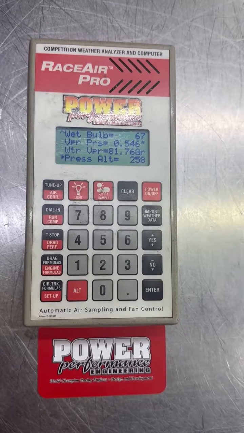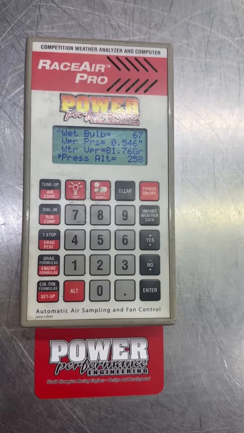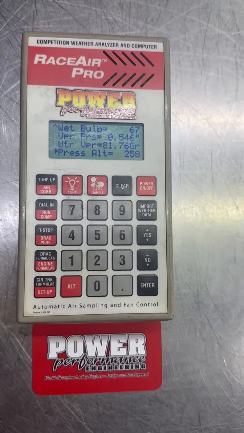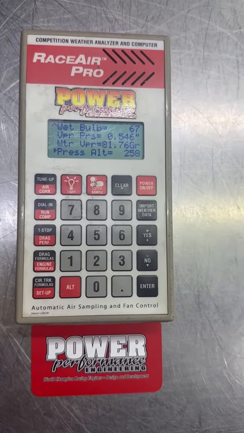Typically we'll take this from dyno numbers and apply it at a racetrack, and we have a pretty good feel for where we need to go based upon these numbers for ECU correction as a global trim.